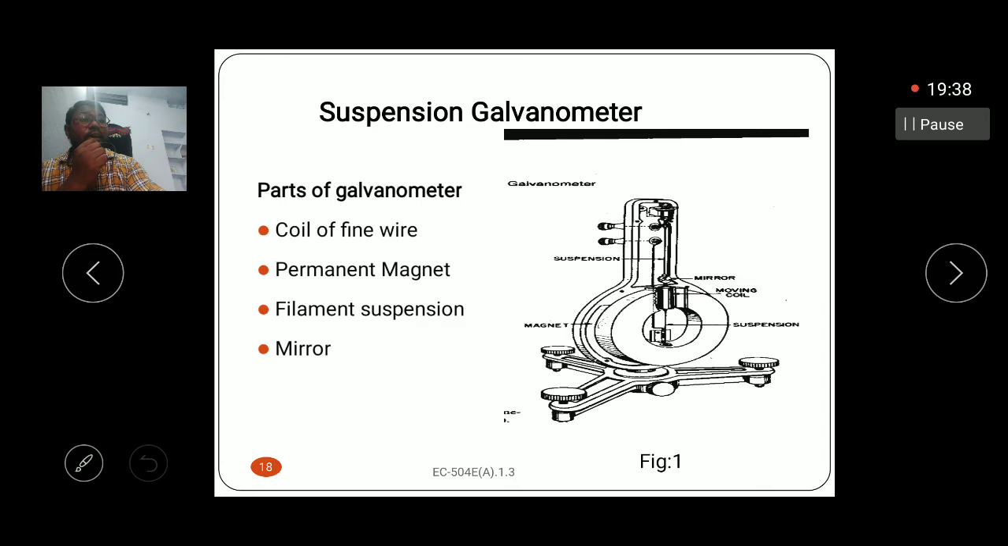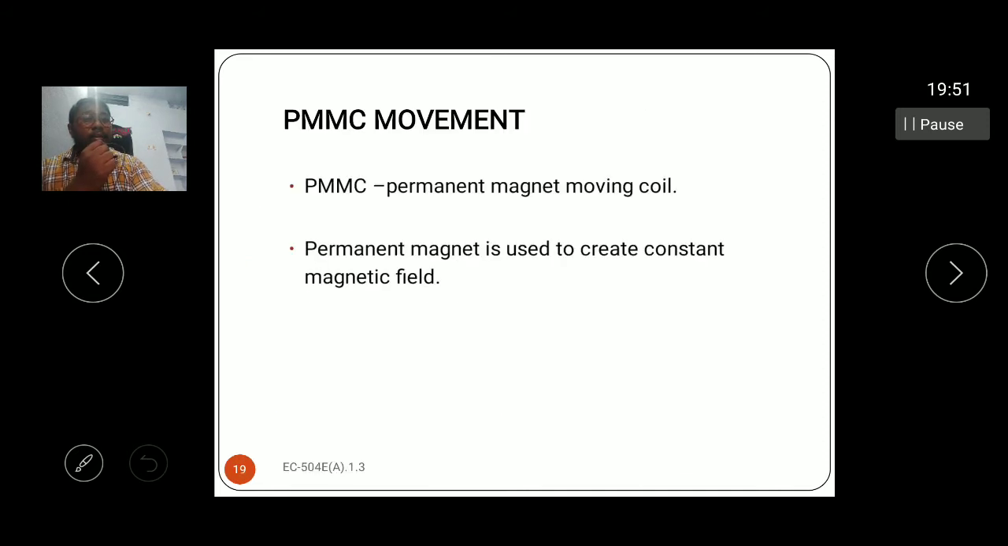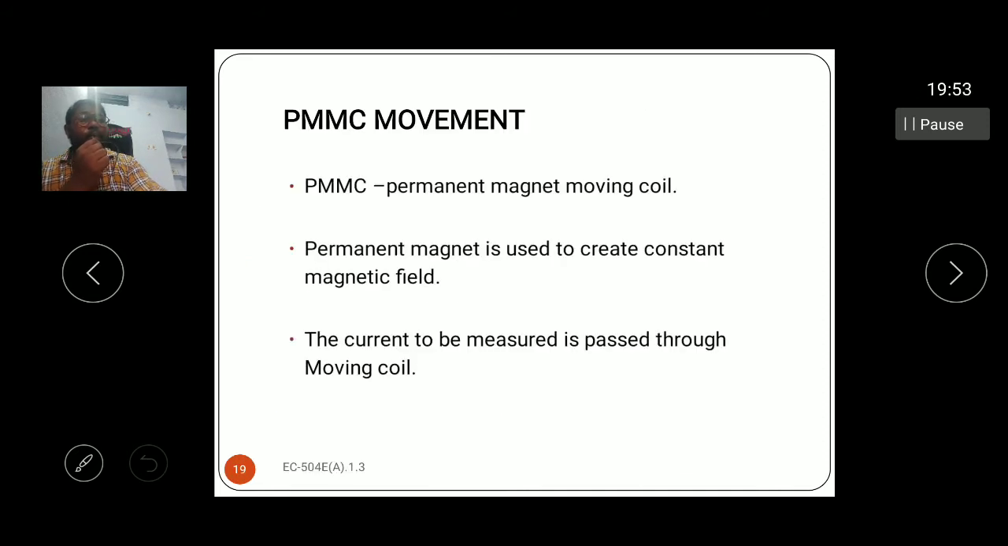Here, in the suspension galvanometer, we have parts like the coil of fine wire, permanent magnet, filament, suspension, mirror, and scale to move. All these parts are available in this particular galvanometer. Here, for the PMMC movement, I am going to explain the principle. Before that, we have a few points regarding the PMMC.